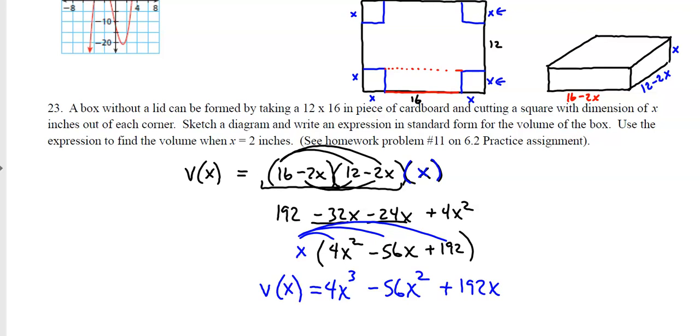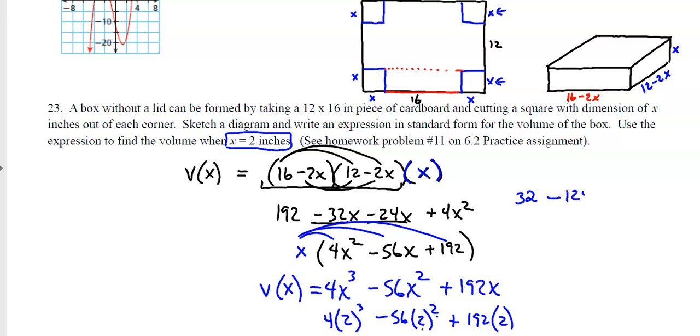Then use the expression to find the volume when x equals 2 inches. So it says I got to use this expression when x equals 2. So 4 times 2 to the third minus 56 times 2 squared plus 192 times 2. Well, 4 times 2 to the third, that's 4 times 8. That will be 32. Then we have a subtraction. 2 times 2 is 4. 4 56s is 112, 124, negative. And then 192 doubled is 384.